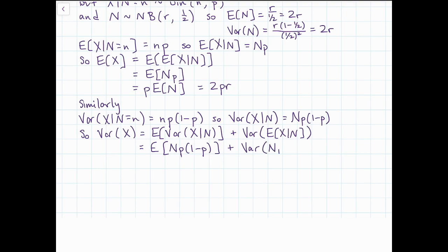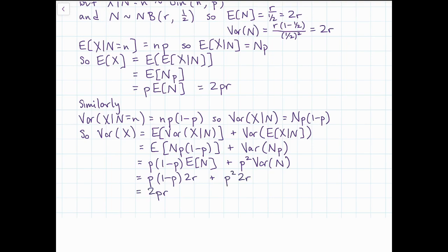So we'll sub in our expressions there, Np times 1 minus p for the first one and Np for the second one. Then using linearity of expectation, we can pull the p and the 1 minus p outside. For the variance, when we pull the p outside, we have to square it. Don't forget that. And then finally, we can sub in the mean and the variance of N, each of which happen to be 2r. And if we like, we can simplify. That ends up giving us 2pr. I just want to note here, the variance and the mean were equal to each other, but that's not always going to be the case. It's just a coincidence for this particular example.